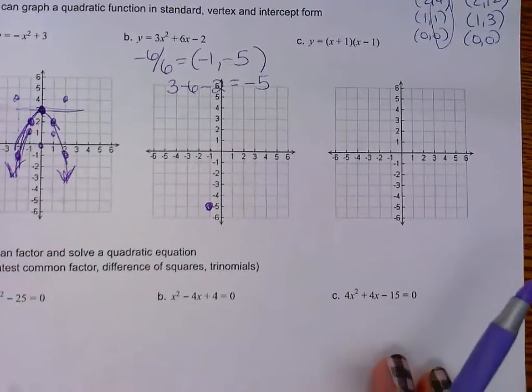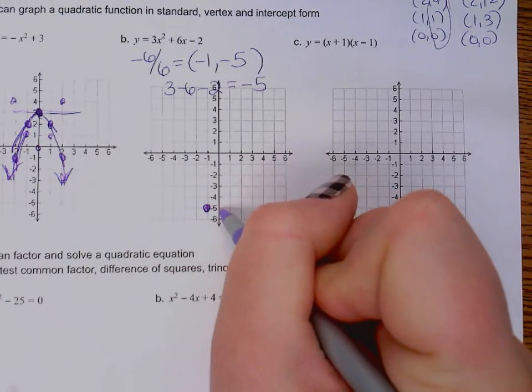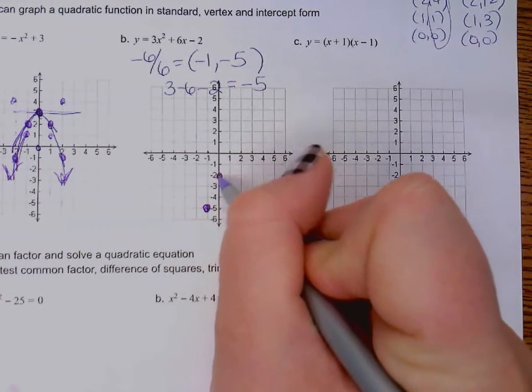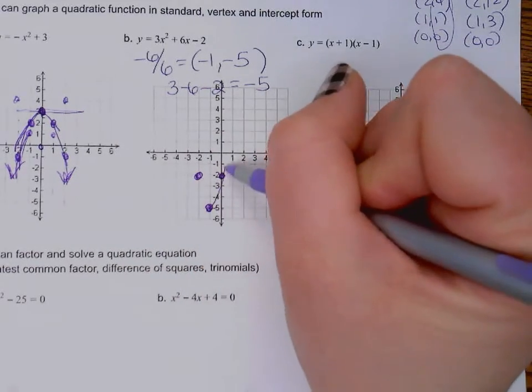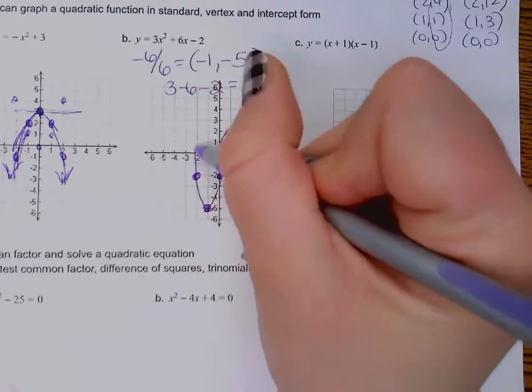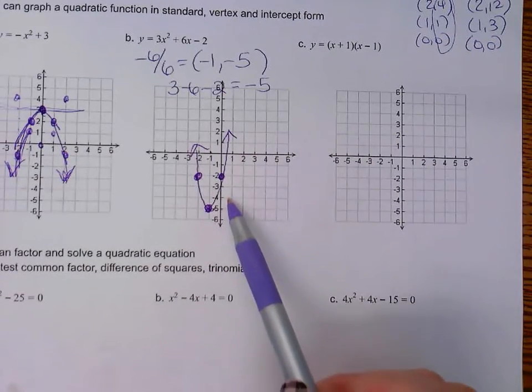So when I'm doing this graph, I'm going to go over 1 and up 3, 3 times as tall. And then up 12 won't really fit. So just kind of do a steep parabola curve because then it would go over 2 and up 12.